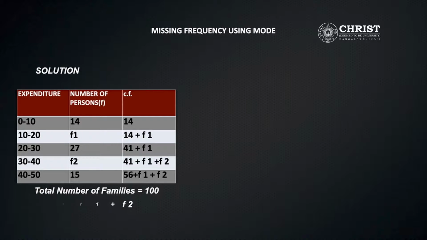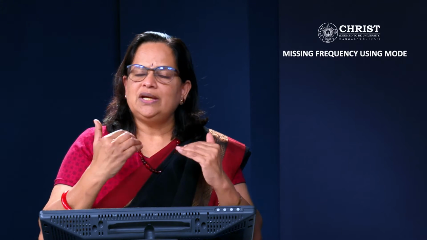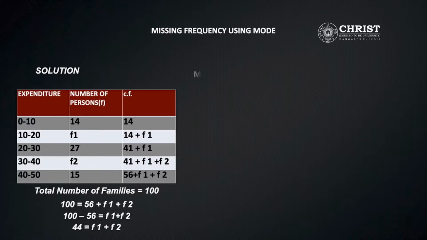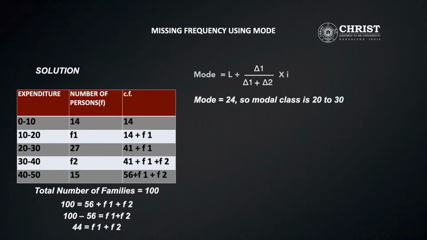So you have to remember our equation is 100 is equal to 56 plus F1 plus F2. Now 100 minus 56 is F1 plus F2, that is 44 is equal to F1 plus F2. This is an important equation, and then we substitute the values in the formula for computation of mode. So mode is equal to L plus delta 1 divided by delta 1 plus delta 2 into i. It's known that mode is 24, so modal class is 20 to 30.